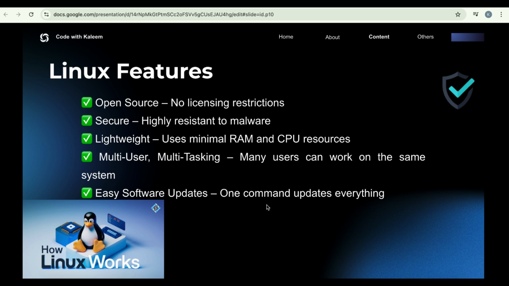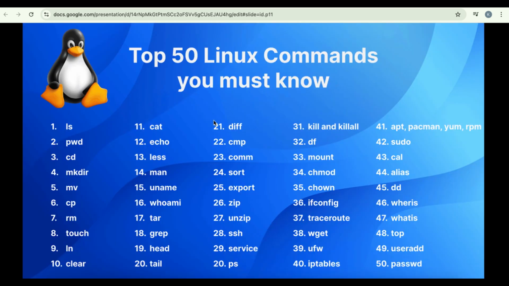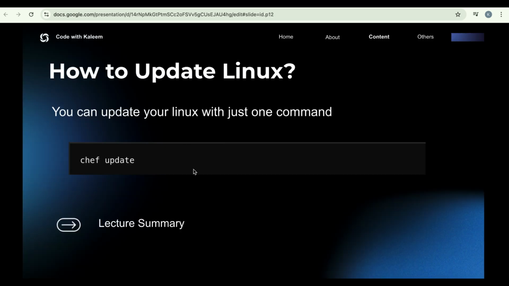So I have listed the top 50 Linux commands you must know, but you don't have to worry about everything at this stage. We're going to use these commands one by one, but the most common commands that you will require will be about 1 to 15. But if you remember these 50 commands, that will really help you in future. As a DevOps engineer, I really suggest that you remember these. We will use all the commands one by one on the Linux machine. And how to update Linux? You can update your Linux with just one command, sudo apt update, right? Just use this, and it will update the Linux machine.